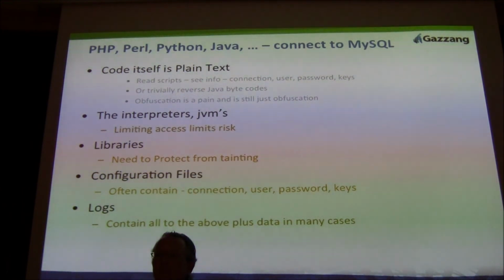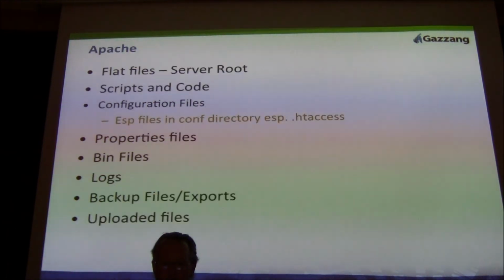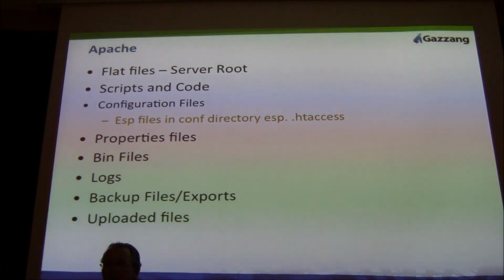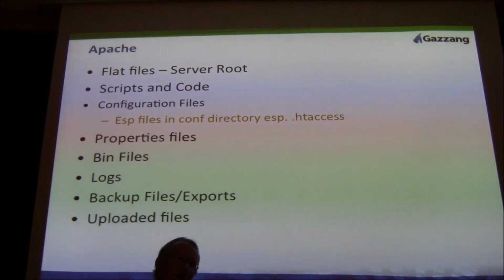And so I'm talking about MySQL here, but I'm also talking about how transparent encryption can protect the whole LAMP stack, or the whole set of Linux applications. So in Apache, we're looking at flat files, and at scripts and code we're trying to protect. Again, that code might have intellectual property in it, but it also provides a means to access my database. So this could be in property files, in bin files, logs, different things like that.